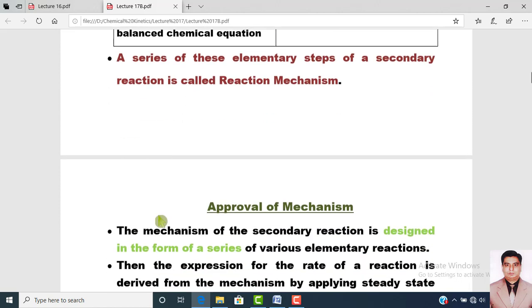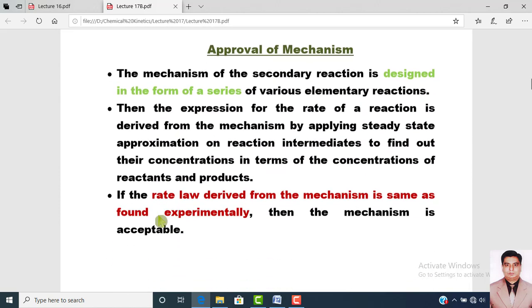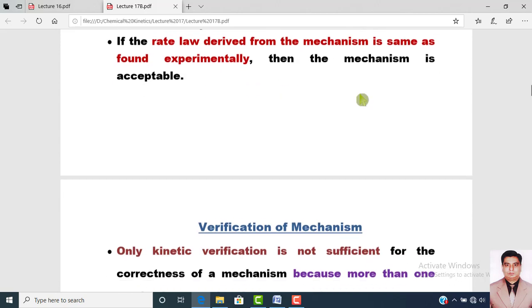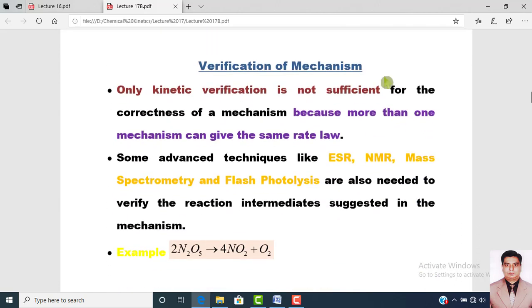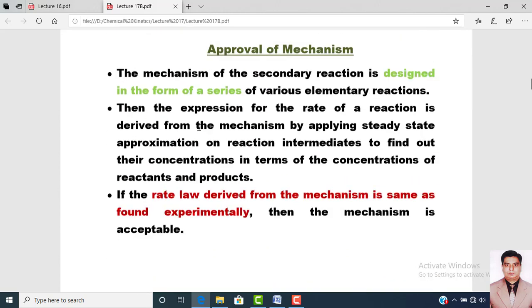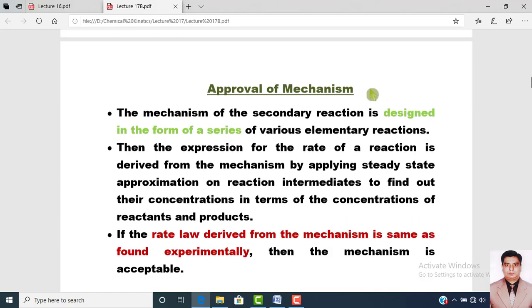So when we propose a mechanism for a reaction, it completes in two steps. First is the approval of mechanism and second is the verification of mechanism. In the first case, how is a mechanism approved? Dear students, the mechanism of a secondary reaction is designed in the form of a series of various elementary reactions.